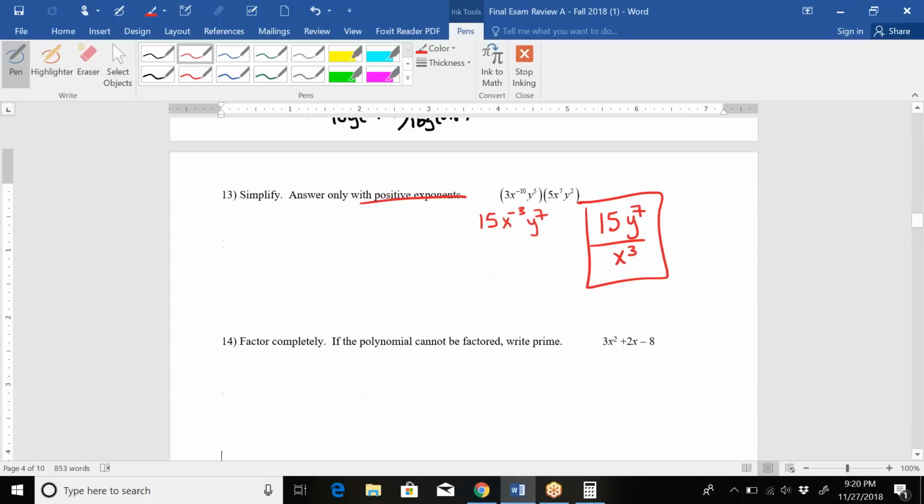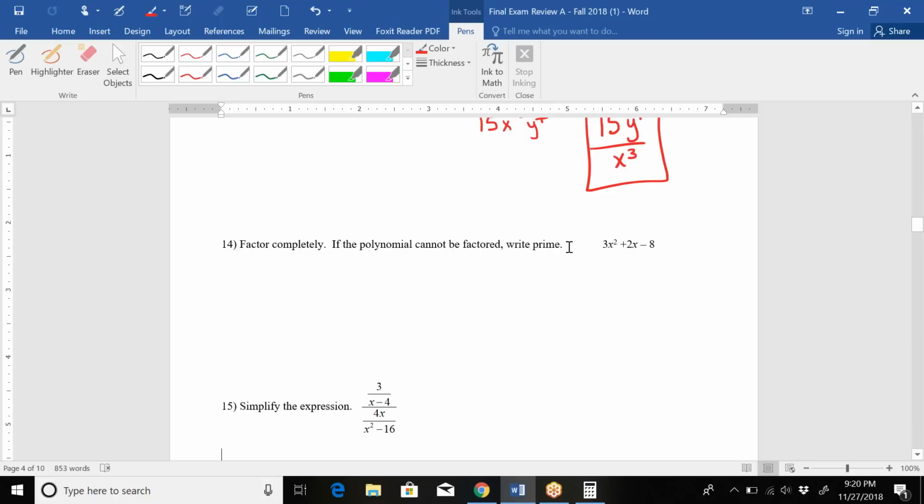For number 14, we are factoring completely. If the polynomial cannot be factored, we will write prime. So this is a trinomial with a leading coefficient that's not a 1, and we can't pull it out as a GCF. So the way I teach these in my class, and I think a lot of instructors do the same thing, is we use the AC method. So this is 3 times negative 8, which is negative 24. And we need to find factors of 24 that are opposite signs since it's negative, and they add to 2, or subtract to 2 if you want to think of it that way.